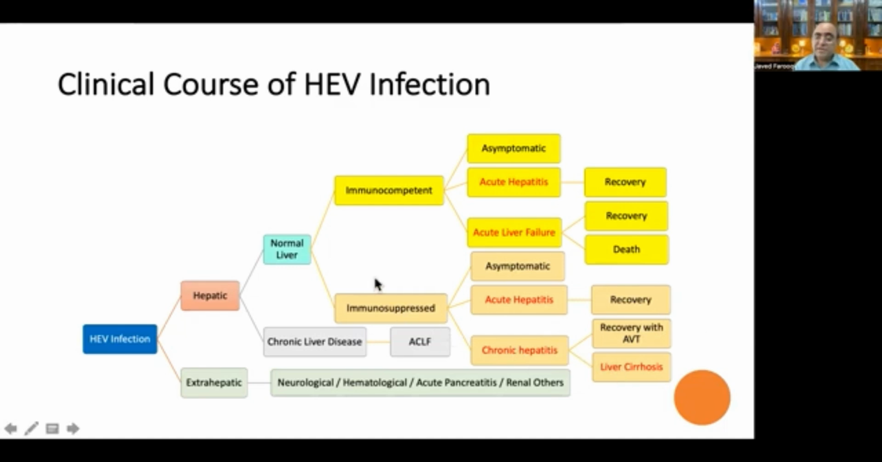So I stop here. In the next videos, we will take those I have highlighted in red, like acute hepatitis and acute liver failure in immunocompetent patients, then acute hepatitis, chronic hepatitis, and liver cirrhosis in immunosuppressed patients. I'll discuss these groups in detail in the coming videos.